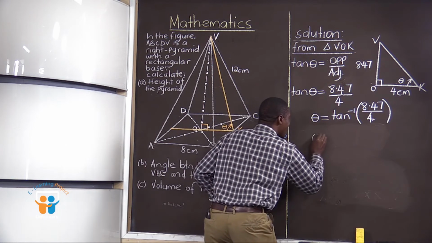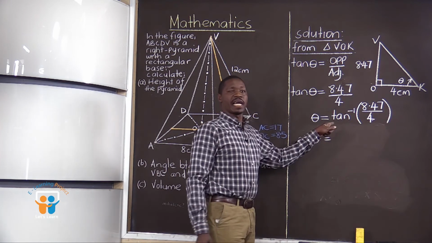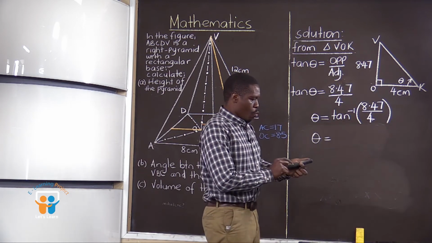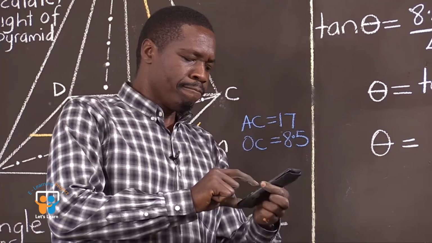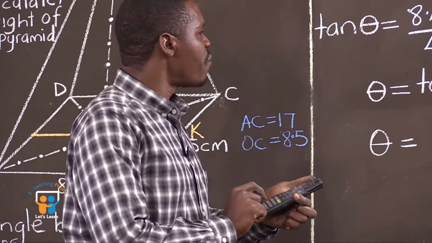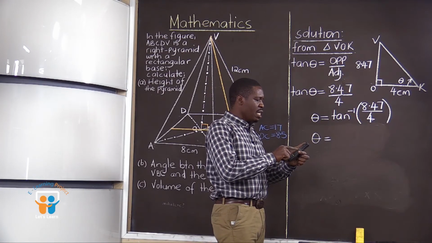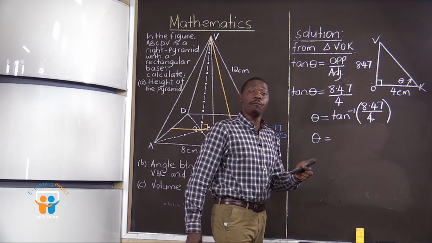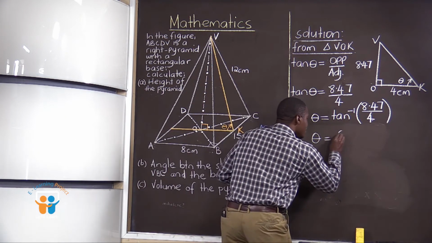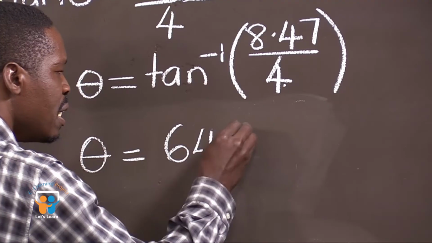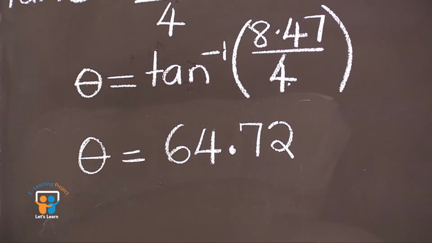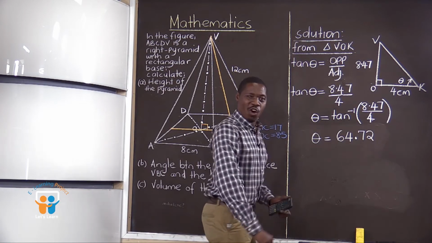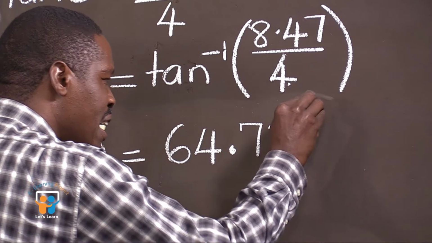Theta, Mr. Examiner, sir, will equal, now here we need to use a calculator or logbooks. But for now, let us use a calculator. We go to shift tan. In a bracket, we have a fraction, 8.47, the denominator is 4. When we close the bracket, we have 64.72. Is it centimeters? No, it is not. Is it kilometers? No, it is an angle which is being measured in degrees.